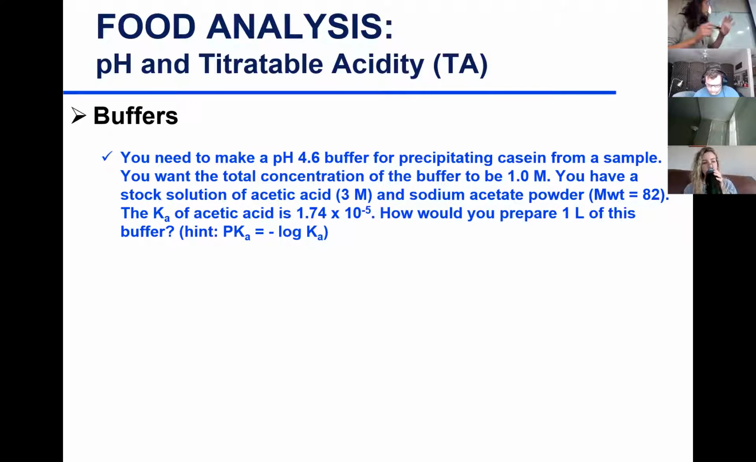The first thing you want to know and write down in front of you is that your final concentration is 1 molar. This is equal to the concentration of your conjugate base or salt plus the concentration of your acid. So you want to mix a certain amount of A minus, the conjugate base. Let me just stop sharing so you can see the screen.